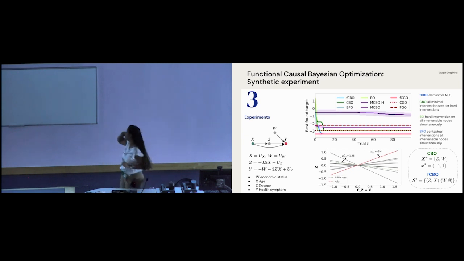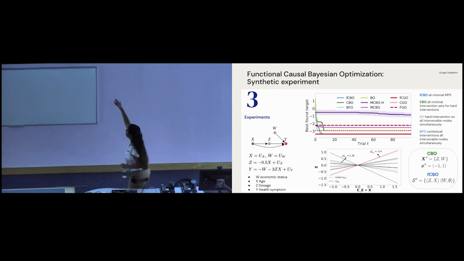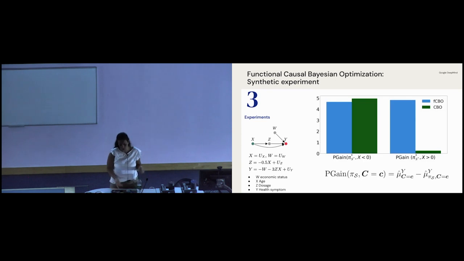FCBO, which is functional causal Bayesian optimization, converges to this solid red line. The others are only either considering an intervention on all variables simultaneously or a hard intervention, so they converge to suboptimal values. And the important thing again is this function here. So CBO would select, okay, Z and W at level -1, 1. FCBO would say, okay, the optimal thing is a hard intervention on W, but for Z you should account for X.